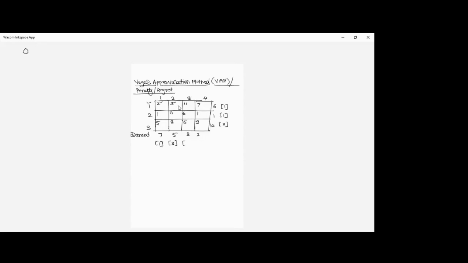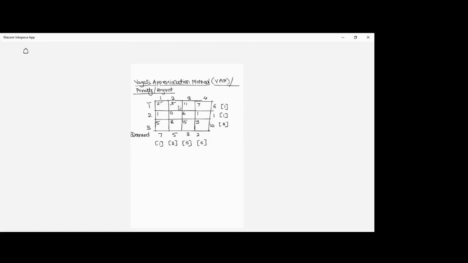So 11 minus 6 is 5. In the last column, the fourth column, the least value that we have is 1 and the second least value that we have is 7. So 7 minus 1 is 6. Right. So these are the penalties of rows and columns that we have found out.